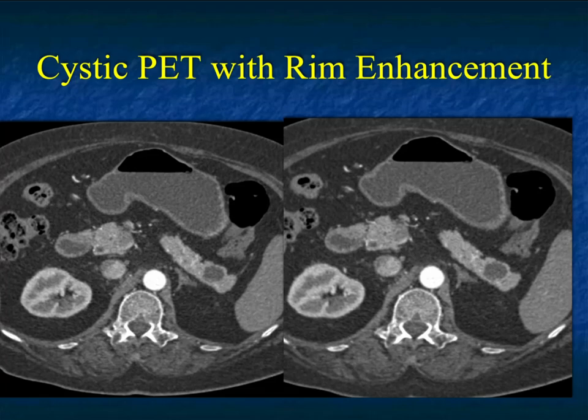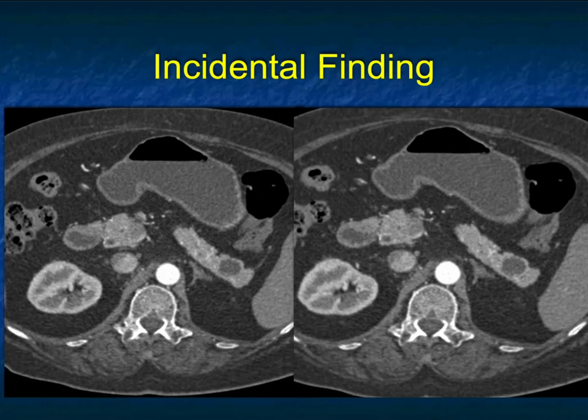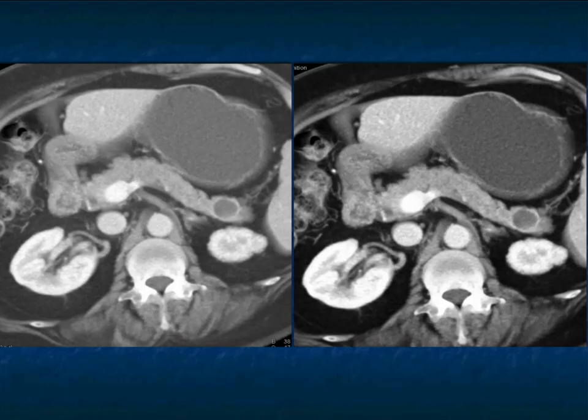Another example, cystic lesion, tail of pancreas. You look fast, you can think about IPMN and MCN and serous cystadenoma. When you look more carefully, and then you make some changes in the window width and center, you can see that there's rim enhancement.